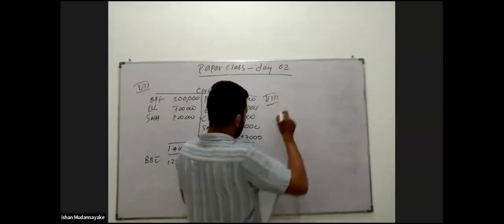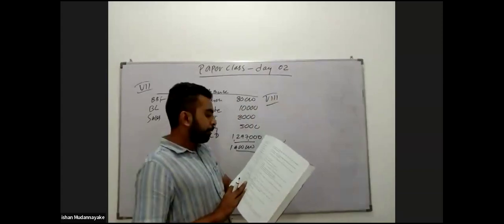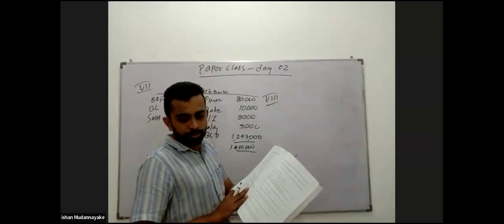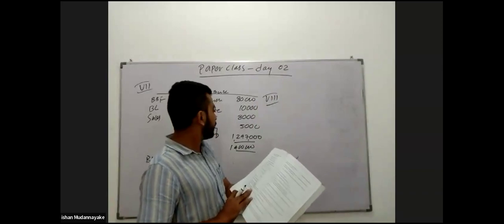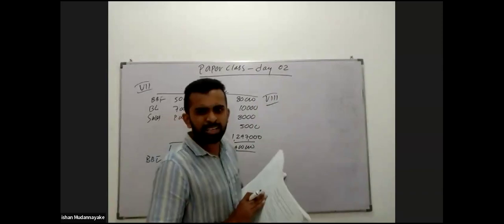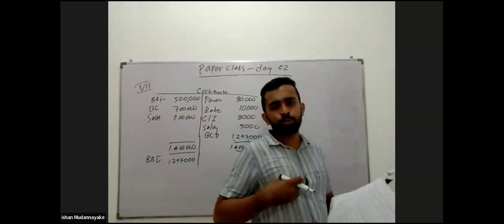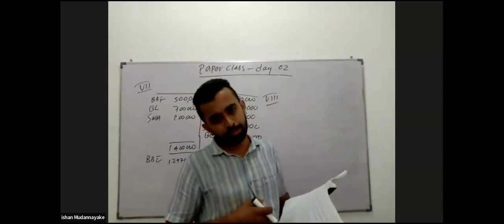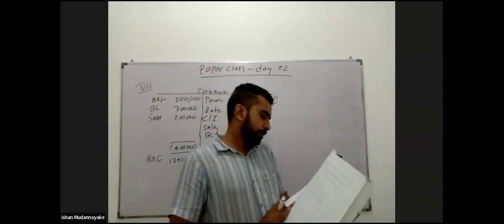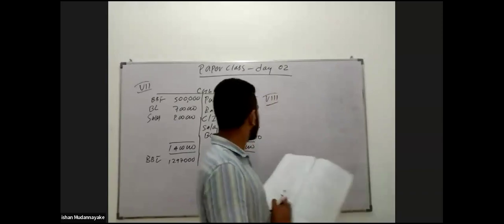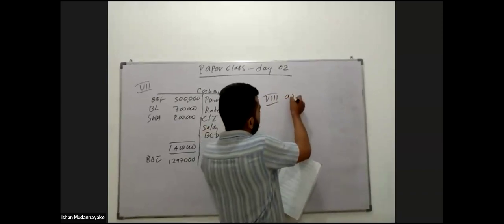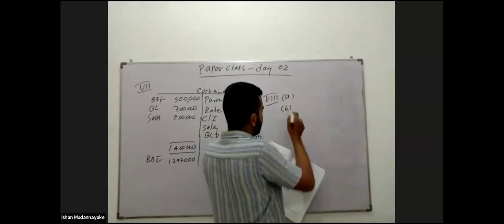Question number eight. Simple question. Write the correct double entry with value of the bank loan. Cash book debit 700,000. Bank loan account credit 700,000. Simple, na?